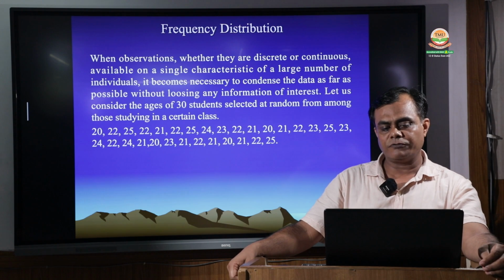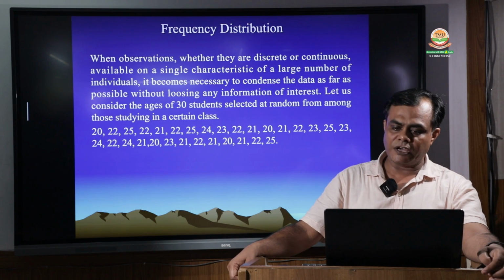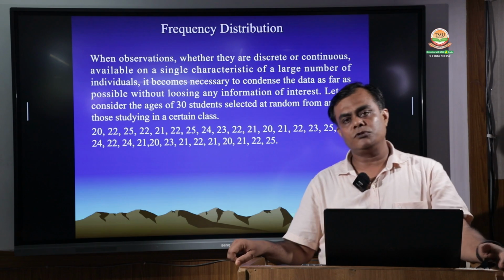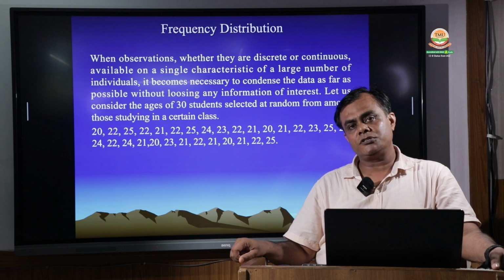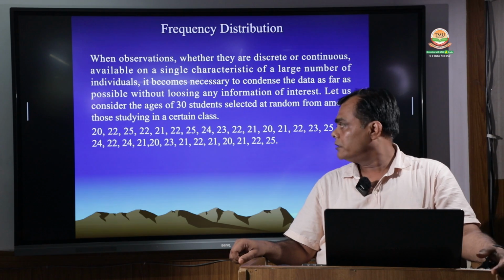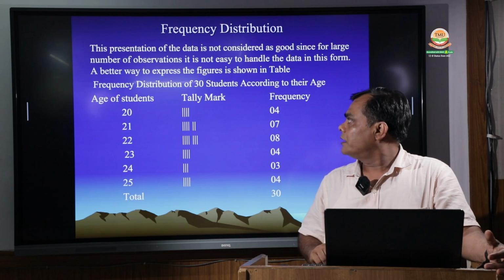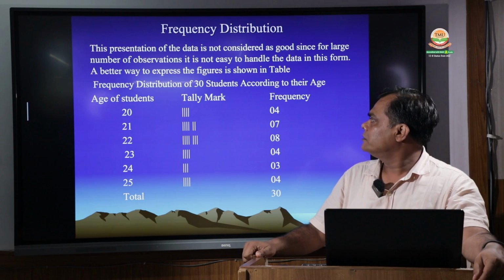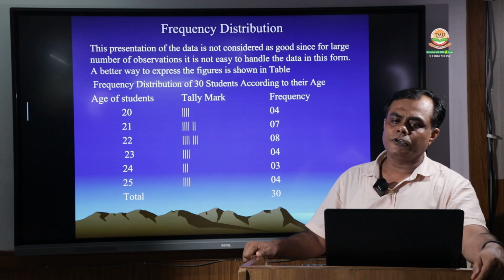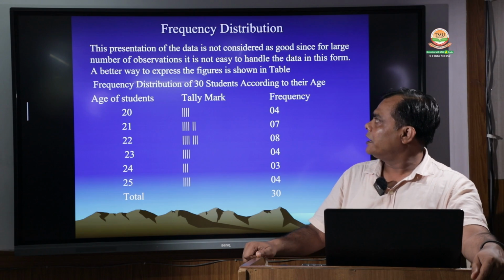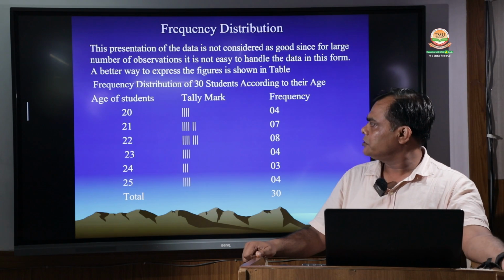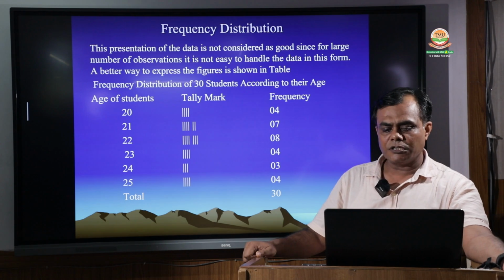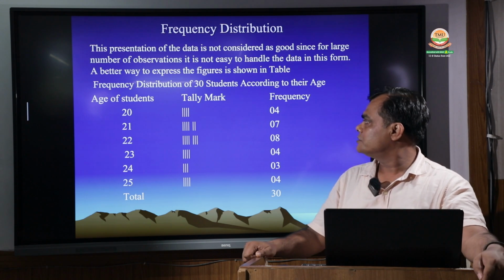By this way, the presentation of data is considered good for a large number of observations. It is not easy to handle the data otherwise, so a better way to express the figures is shown in the table. So, through frequency distribution we can easily gather the data. This slide shows how we distribute the frequency across the different age groups 20, 21, 22, 23, 24, 25. These are the different age groups and their frequencies.